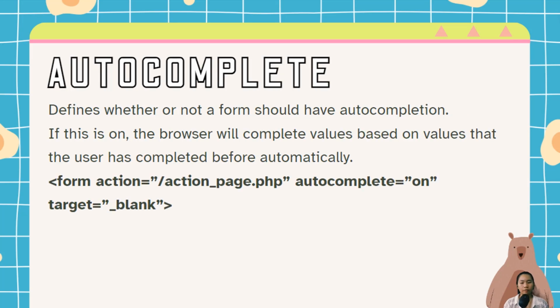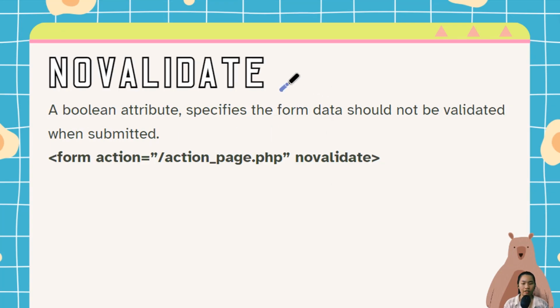Next up is autocomplete. Autocomplete defines whether or not a form should have autocompletion. It's very simple. If it's on, the browser will complete values based on old values that the user has already typed in. So this is very convenient for the user. So form action, we've seen that, autocomplete on, target _blank. Okay, very simple, very easy. Lastly, we have novalidate. It's a Boolean attribute. It specifies that the form data should not be validated when submitted. So you have form action and novalidate, just like that.